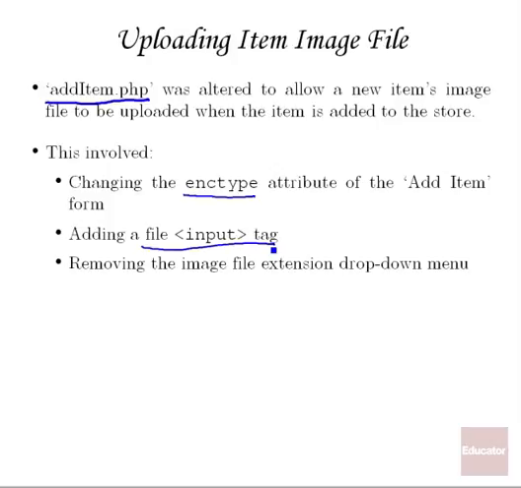And then we're also going to remove the image file extension drop-down box where we can pick GIF, JPEG, PNG, because now that we're uploading the file, we're going to write into our code the ability to dynamically figure out what the extension of that image file is.